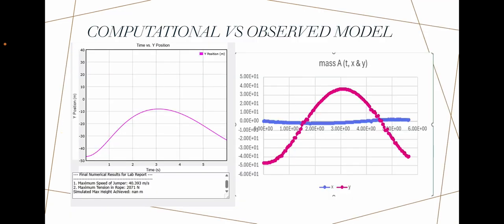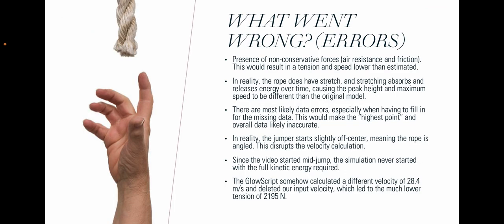All right. So then this is two models side by side. You can see that the GlowScript model doesn't go above 0, while the Excel model goes a little below 40. And you can see that the max speed of the jumper was around 40.39, but the tension was 2071, which is about 1,500 less than what I estimated. So why is this, right?